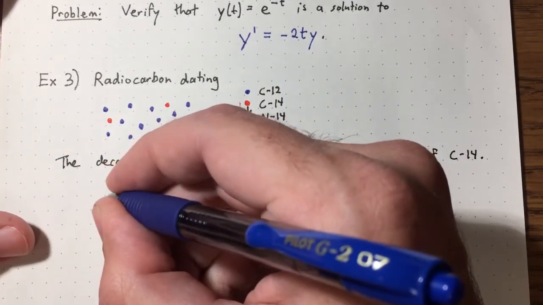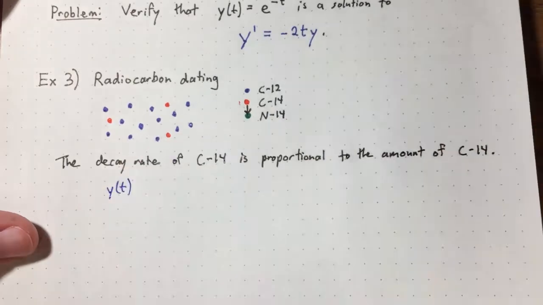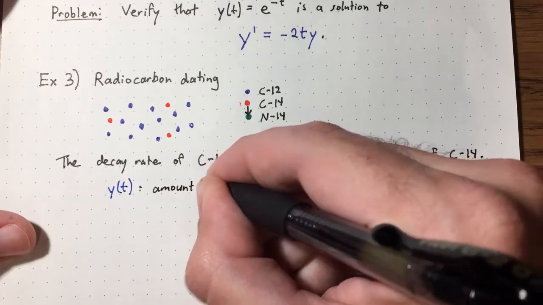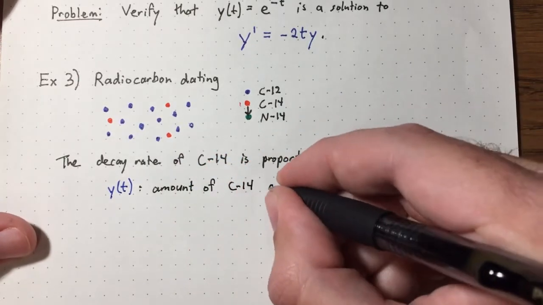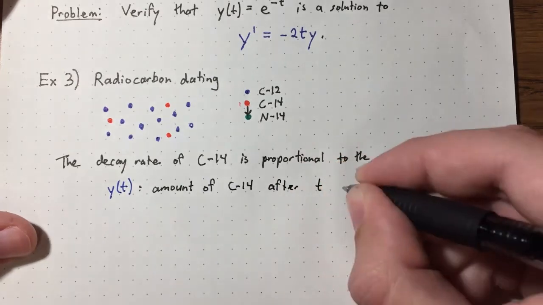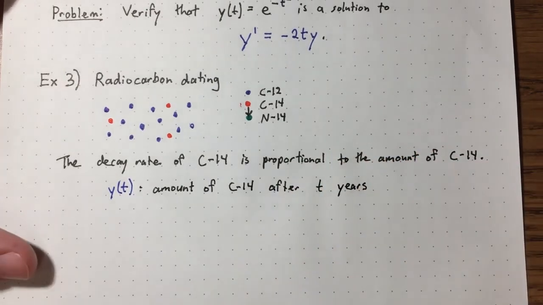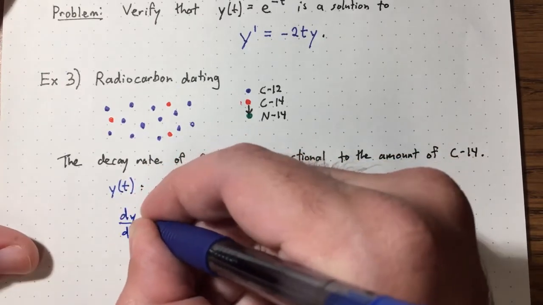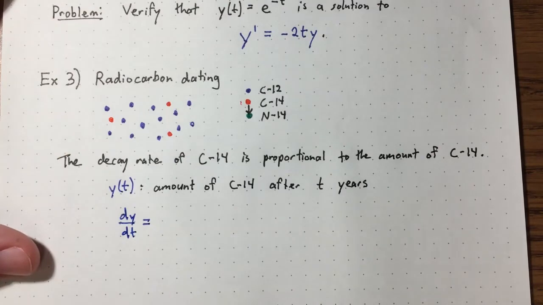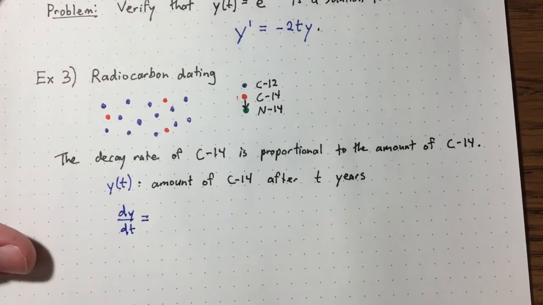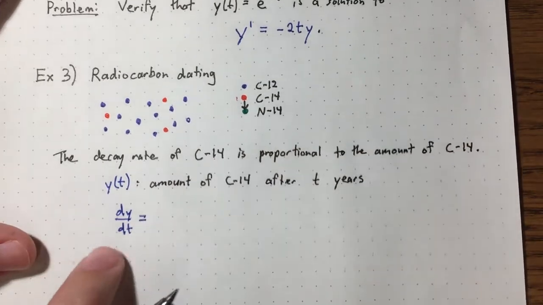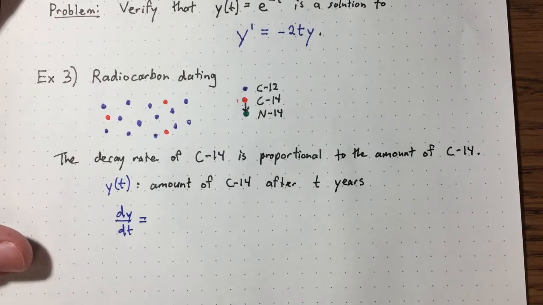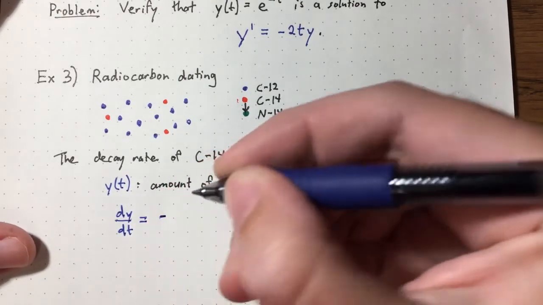So what's our function going to be? We'll just call it y of t this time. And this is going to be the amount of carbon-14, let's say after t years. Okay, and how is it changing? Well, first of all, it's decreasing. So what does that mean about dy dt? If a function is decreasing, then its derivative is going to be negative. So we need a negative sign here.